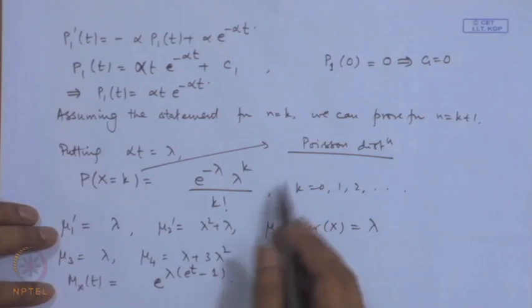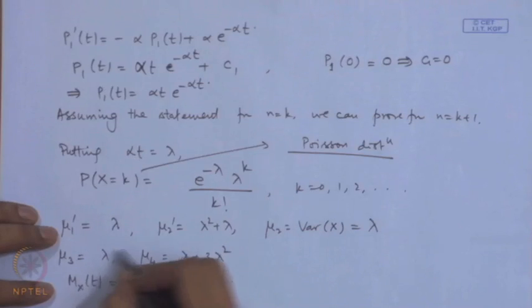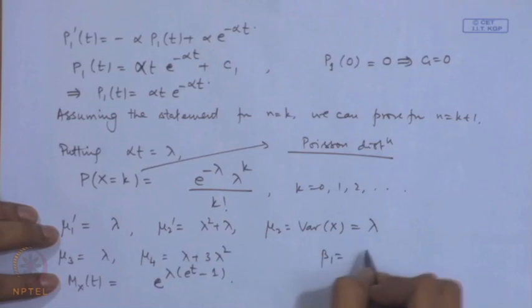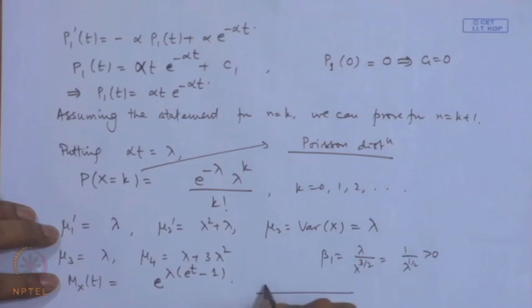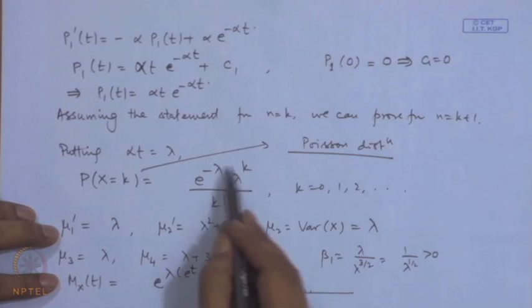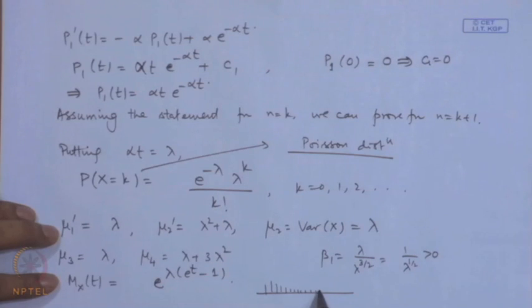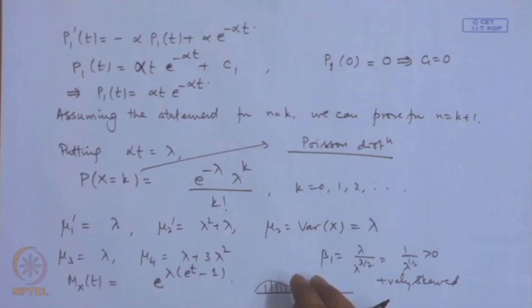If we look at the behavior of this distribution here, if we consider say beta 1, that will be equal to lambda by lambda to the power 3 by 2, that is equal to 1 by lambda to the power half. This is positive. So, the Poisson distribution is somewhat positively skewed. Actually, as lambda increases, the probabilities converge towards 0. So, this is a positively skewed distribution.